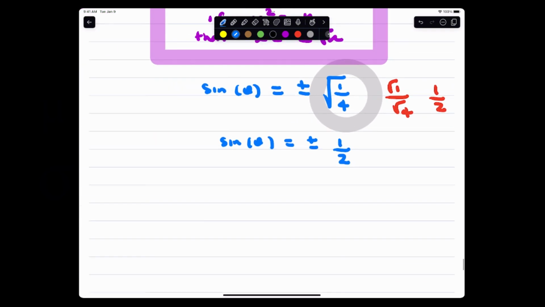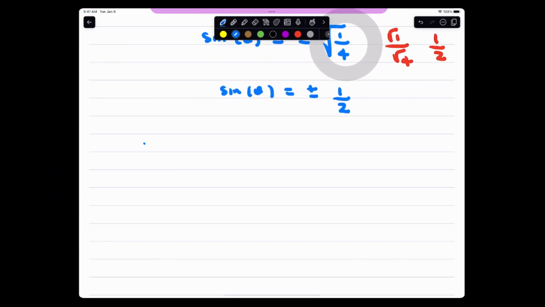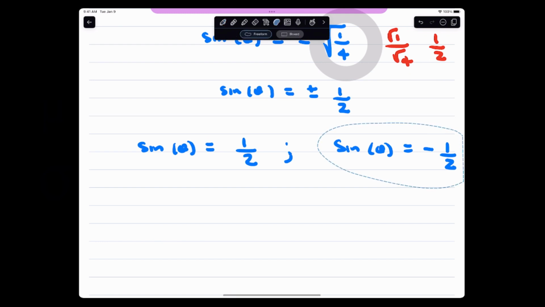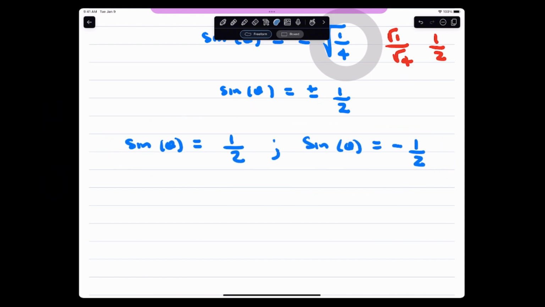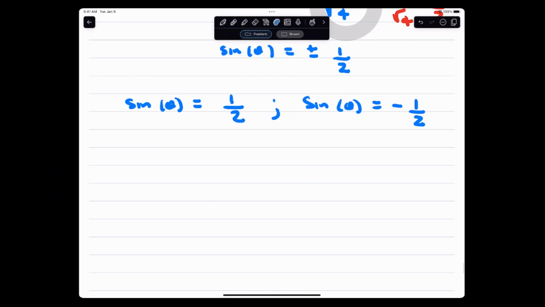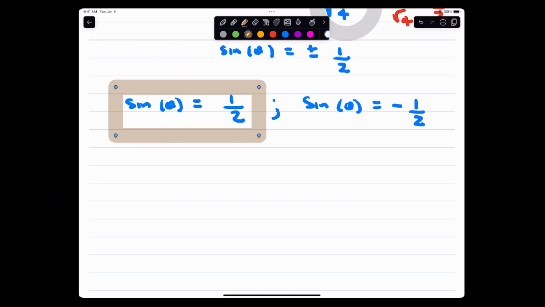Okay? So you now have to say, well, what does that even mean? Well, it means two things. It means sine theta is what? Positive 1/2, and it means sine theta is negative what? 1/2. So there's going to be, wow, two cases to consider. Where sine theta is positive 1/2, and where sine theta is what? Negative 1/2. Is that true?